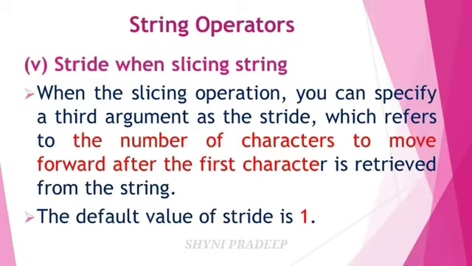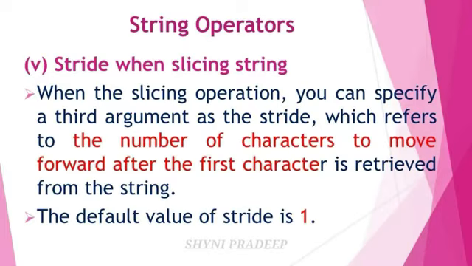Which refers to the number of characters to move forward after the first character is retrieved from the string. This third argument refers to the number of characters to move forward after the first character. Its default value is 1.